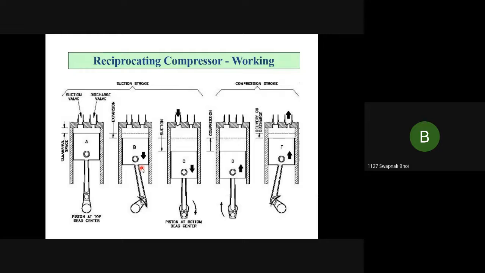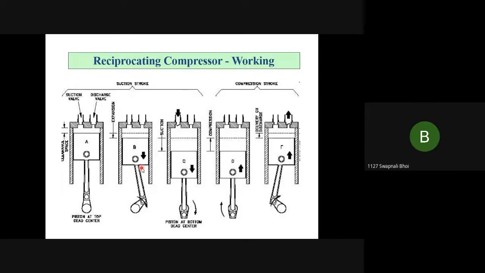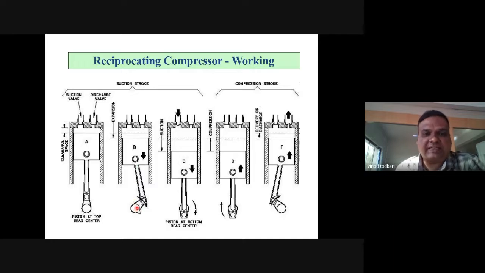The piston is reciprocating. Excellent. And what about the crank? It is rotary. Very good. See, the crank performs rotary motion, the piston performs reciprocating motion.